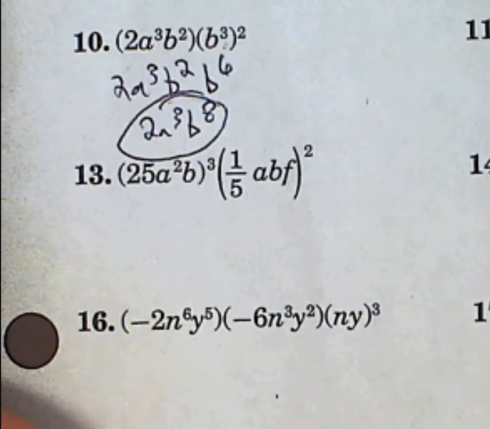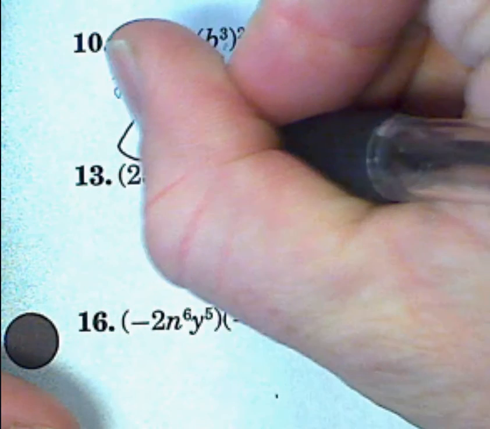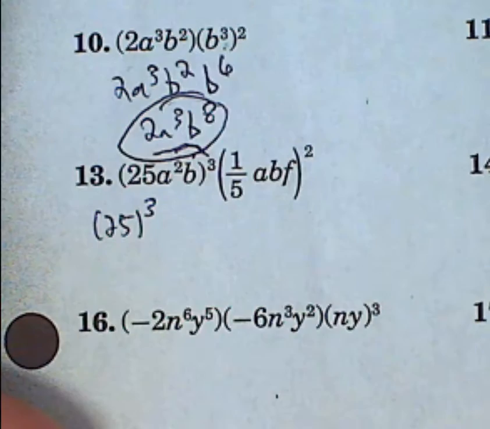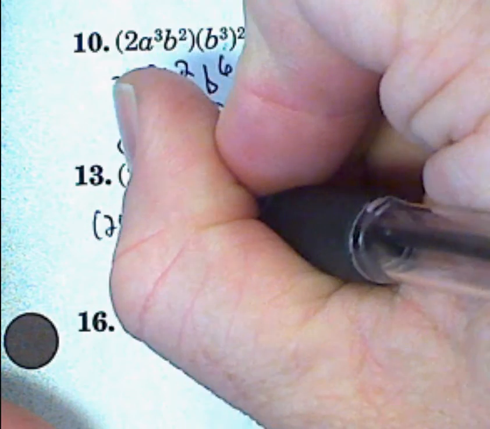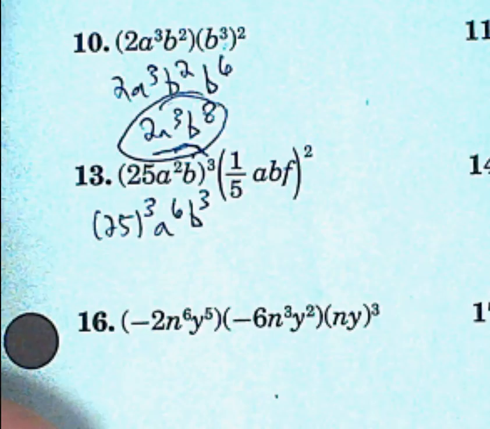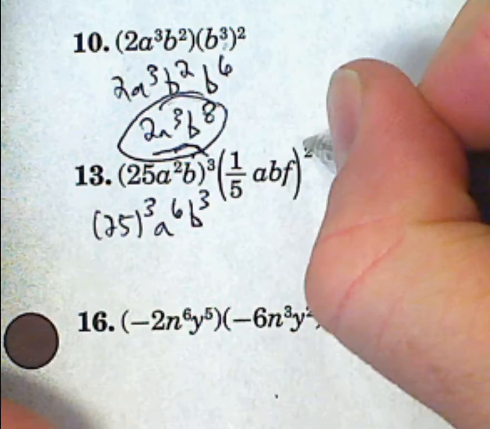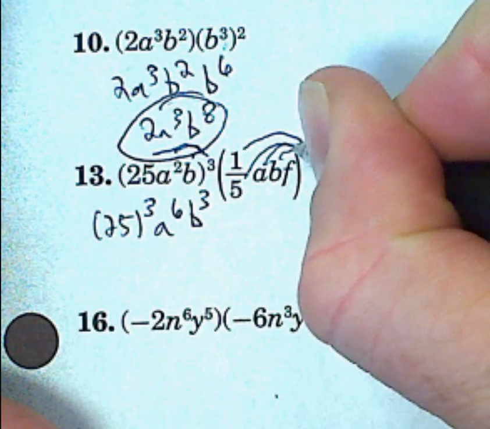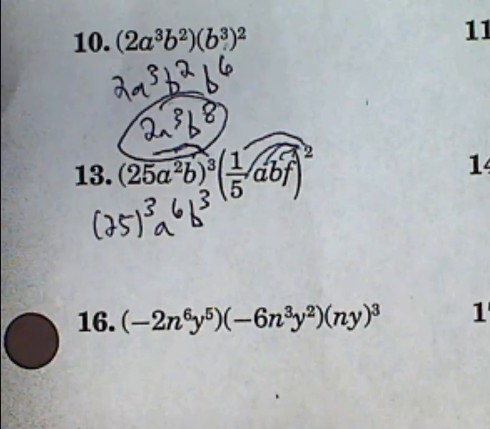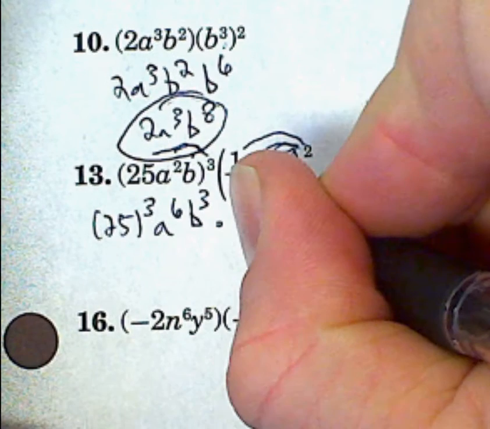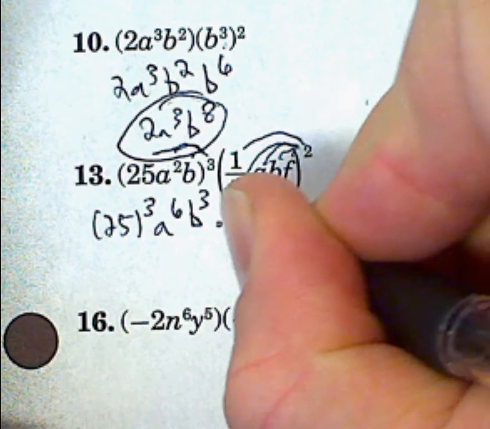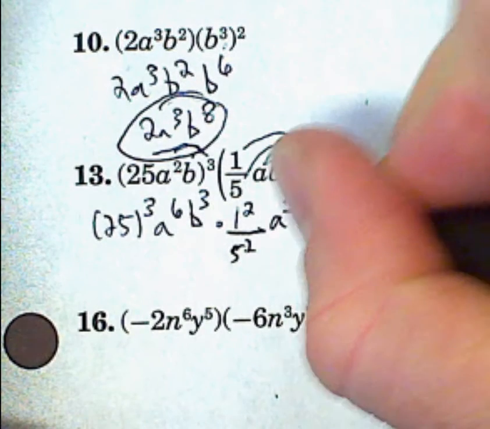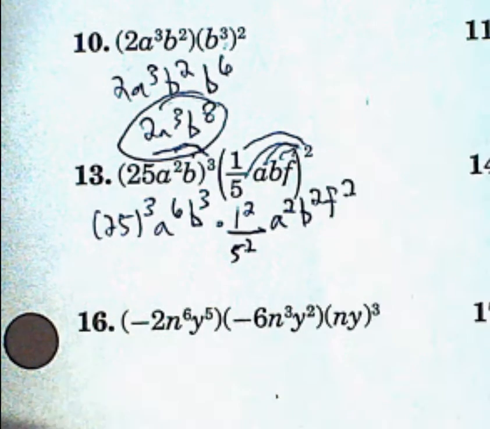Number 13, here we go. I'm going to go ahead and distribute my 3. That becomes 25 to the third, a to the 6, b to the third. The 2 goes to the 1, to the 5, to the a, b, f. So I literally give it to everything on the inside. So that becomes 1 squared over 5 squared, a squared, b squared, f squared.